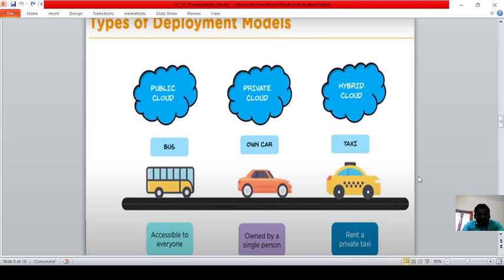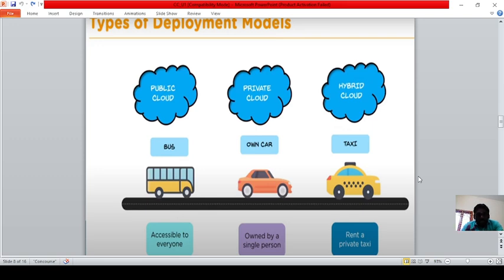Okay, so in that, first, types of deployment models. We have three deployment models. One is public cloud, and then private cloud. Another one is hybrid cloud. Public cloud is nothing but the cloud provider providing the service to all the people.